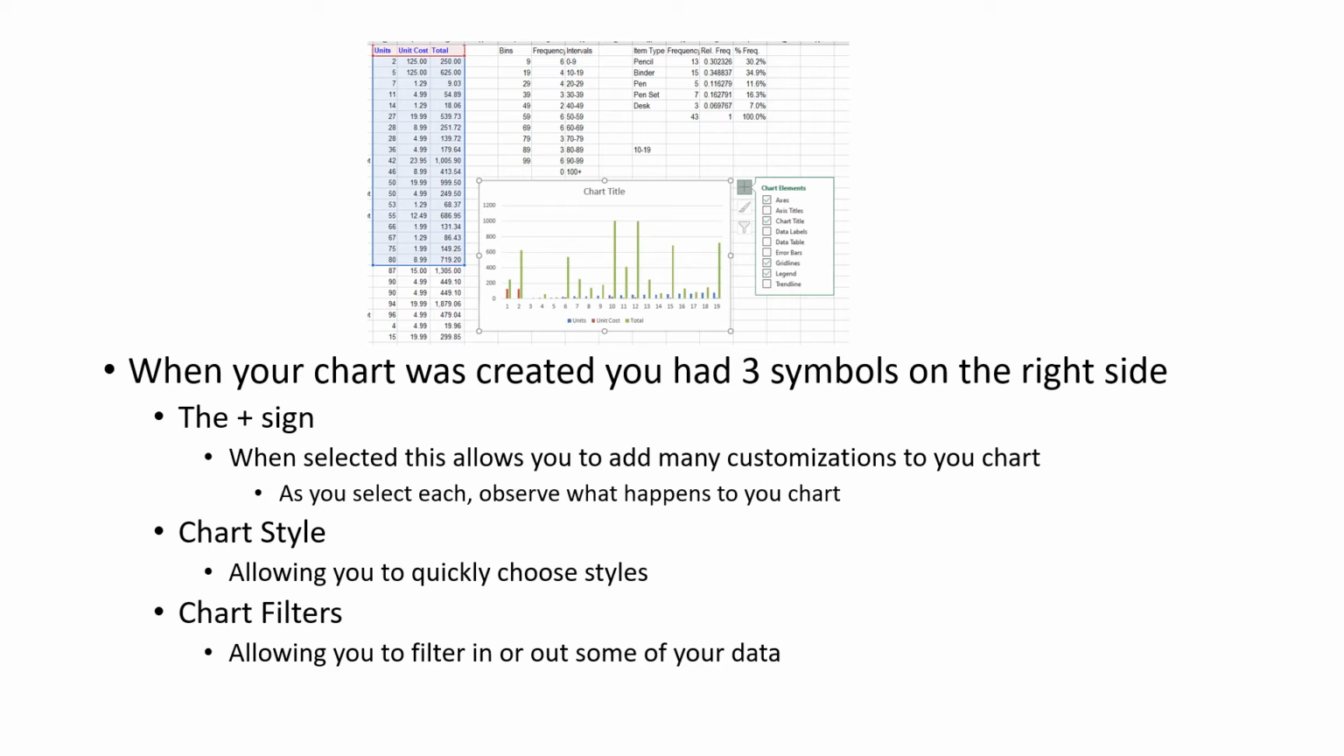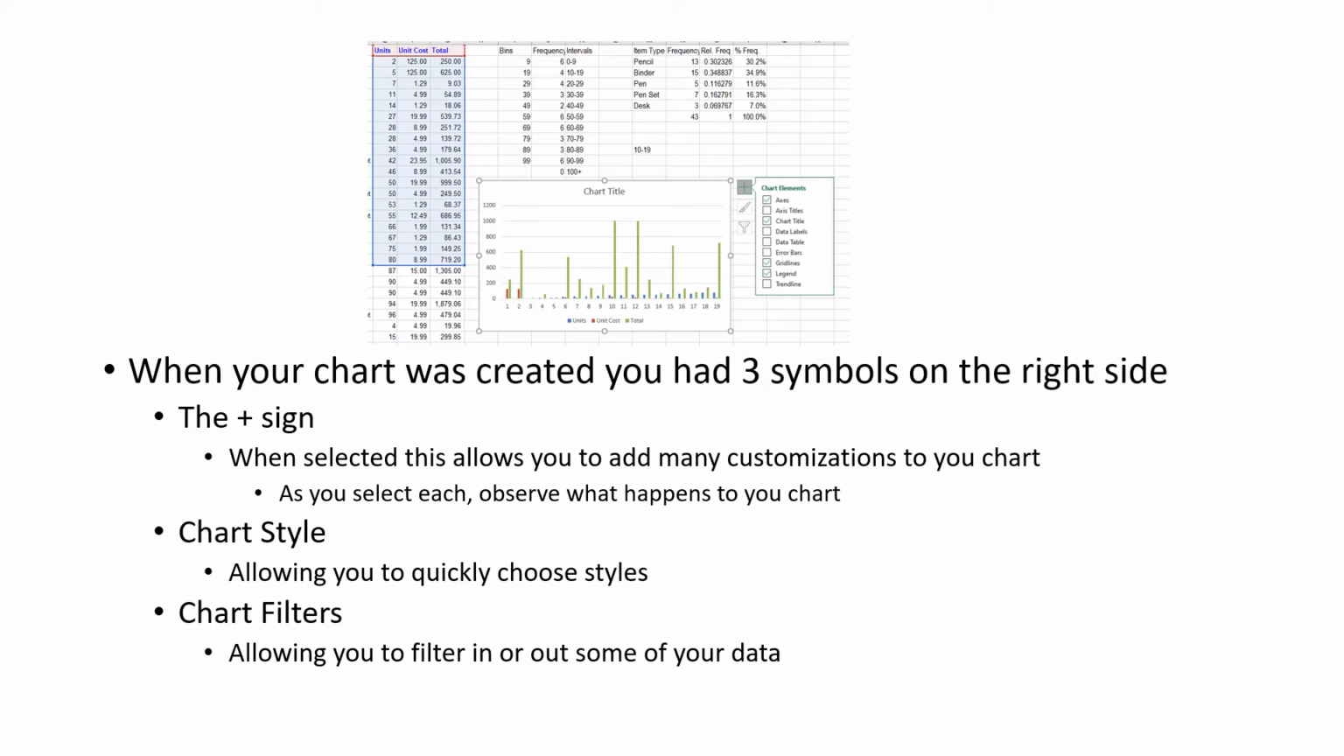Down the right side of the chart you have the plus symbol, which allows you to change different axes and tables, change your title, whether it appears or not. You just click on your title and you can change what it says. You can do different layouts. That's all right under the plus symbol.